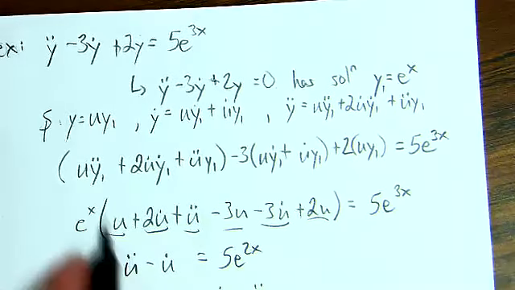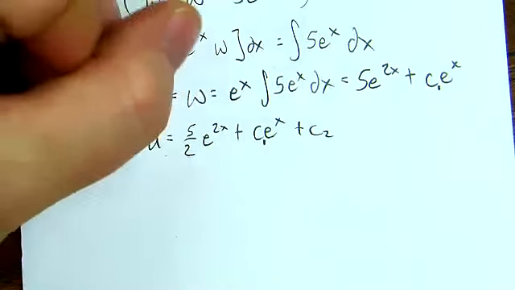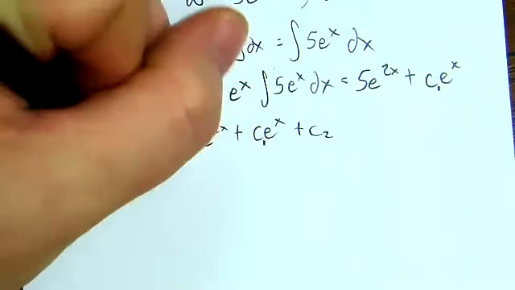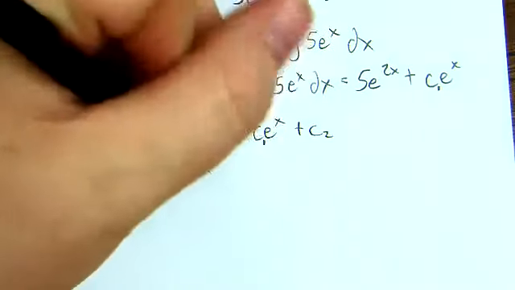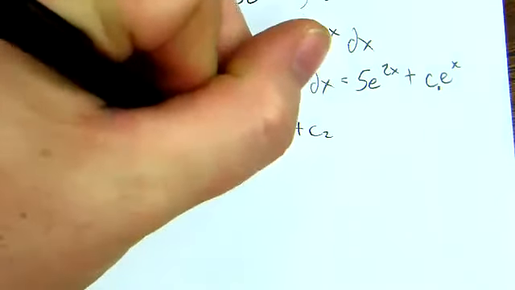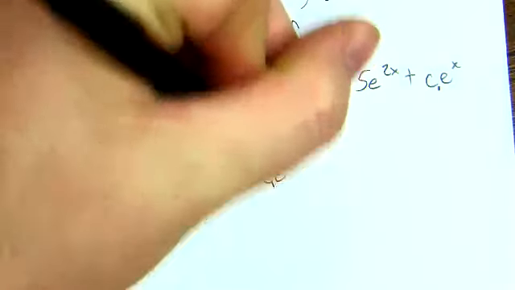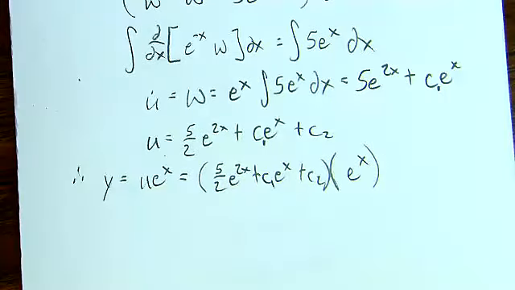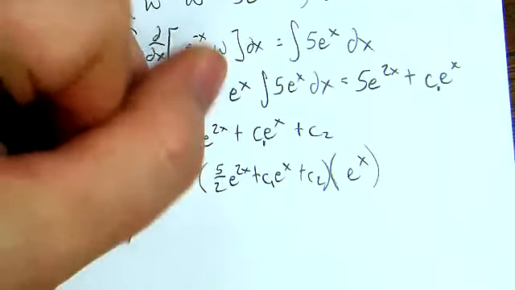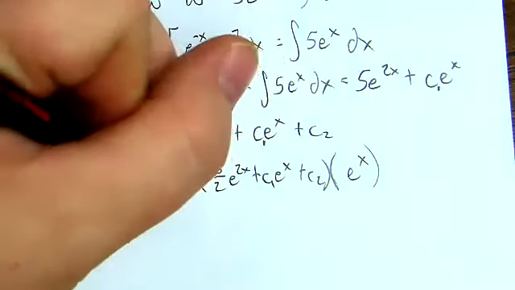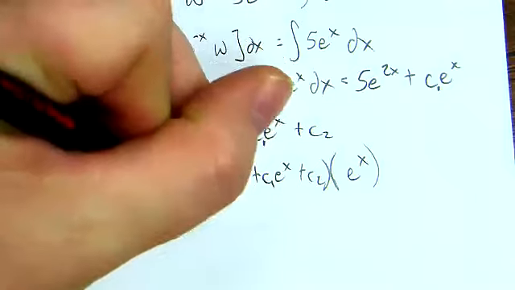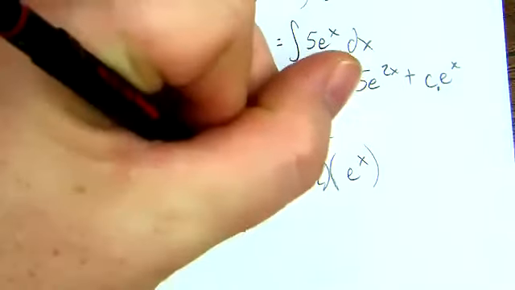But remember, that's u. We began with the assumption that y was equal to u times y1. y1 was e to the x. So y then, which is u times e to the x, is 5 halves e to the 2x plus c1 e to the x plus c2, times e to the x. And so we get y is 5 halves e to the 3x plus c1 e to the 2x plus c2 e to the x.